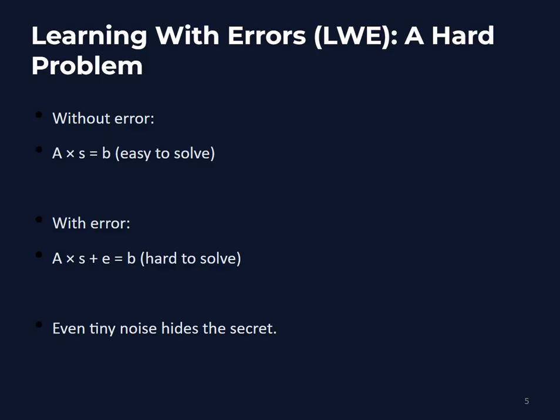Intuitively, the noise acts as a mask. Even though the equations look simple, the hidden error prevents an attacker from recovering the secret. This small error is the key ingredient that transforms an easy problem into a secure one.